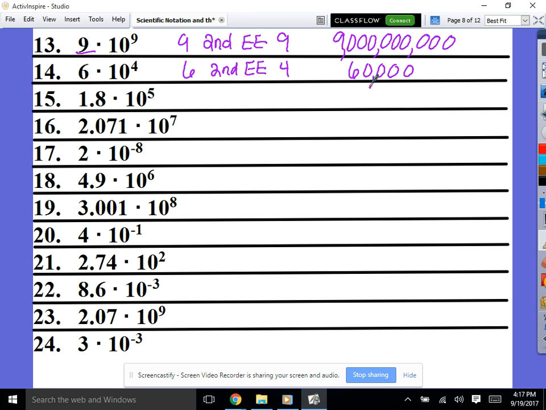And let's try a negative one. So on this one, you would put second EE, and then you're going to put negative 8 and hit enter, and it should give you that answer. So go ahead and play with your calculator tonight, and then we'll go over these answers tomorrow when we can actually work on them together.